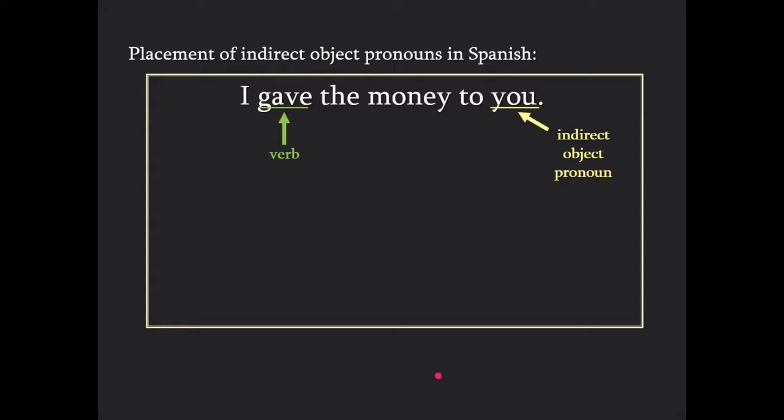Vamos a mirar en español. Let's look at this sentence in Spanish, and I encourage you to say it after me. Yo te di el dinero. Yo te di el dinero. That says, I gave you the money. And you'll notice we've got our verb, di, I gave, and that's the preterite. We've been working on preterite in this particular chapter, or in this semester we're looking at preterite verbs, so di is I gave.